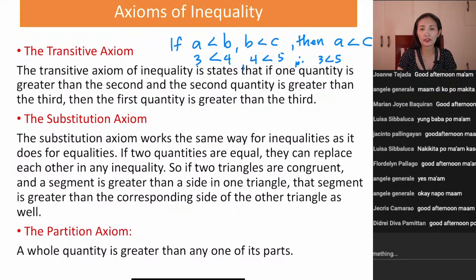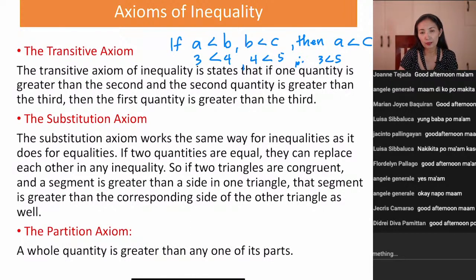So it says here, if two quantities are equal, then they can replace each other in any inequality. So if two triangles are congruent and a segment is greater than a side in one triangle, that segment is greater than the corresponding side of the other triangle as well.